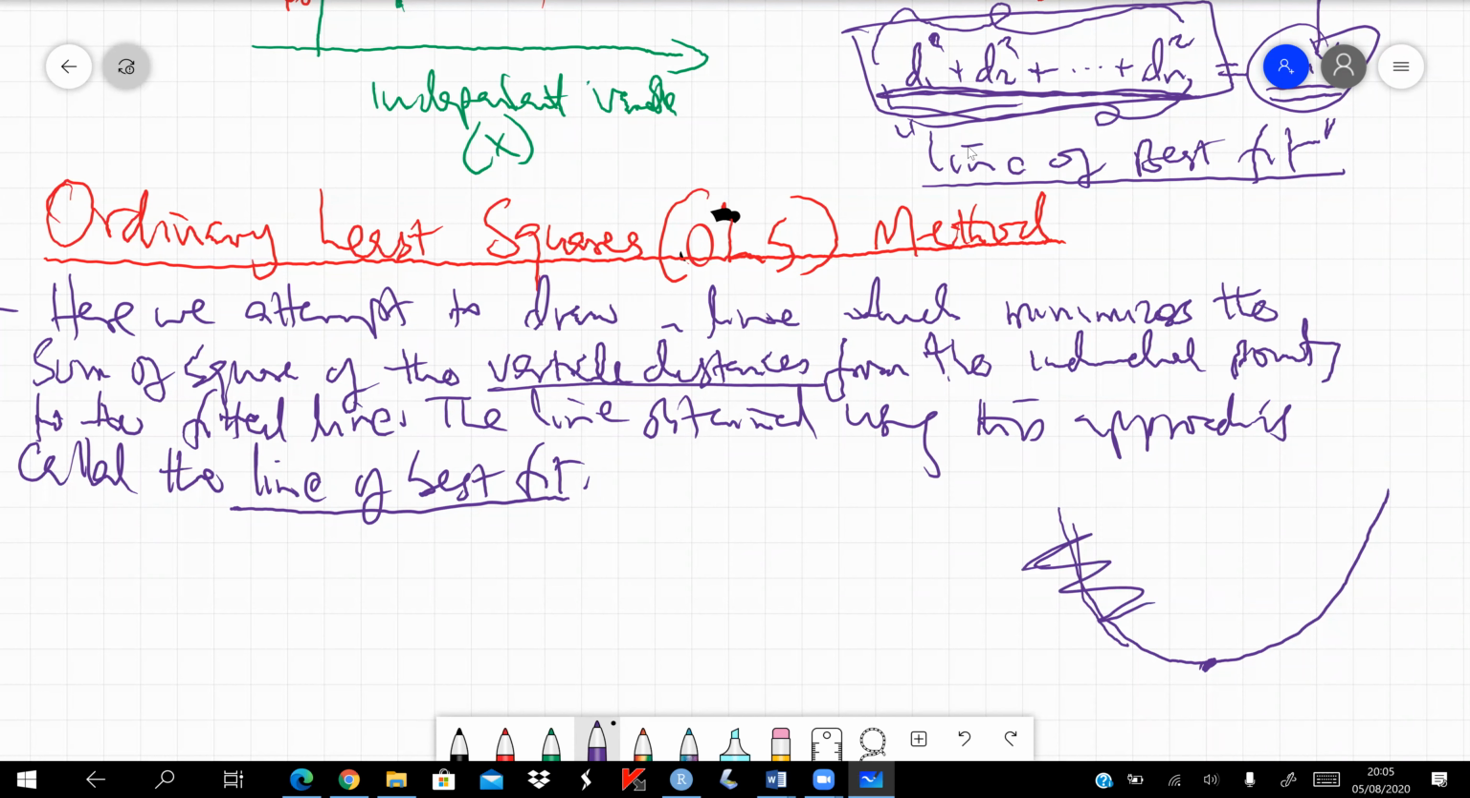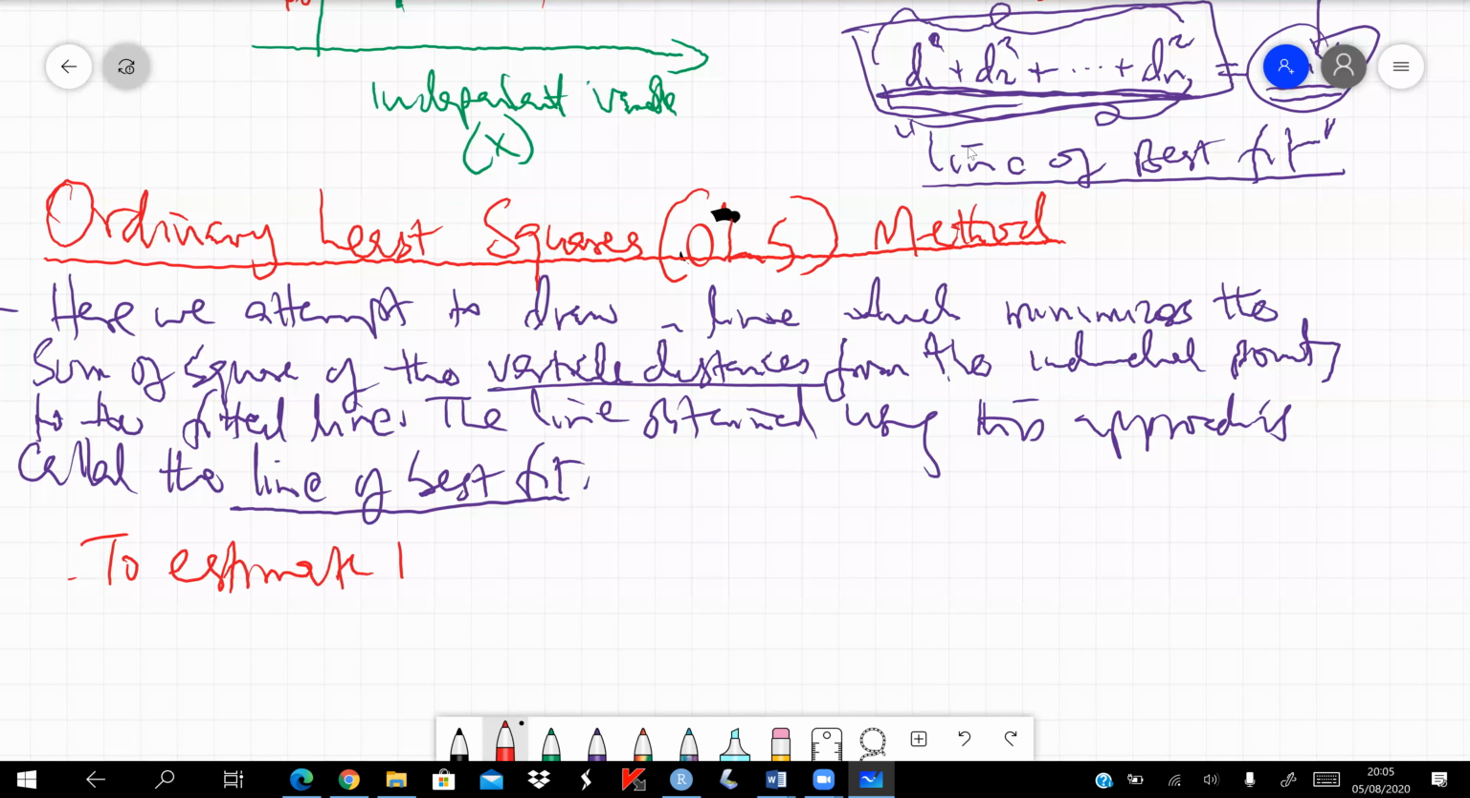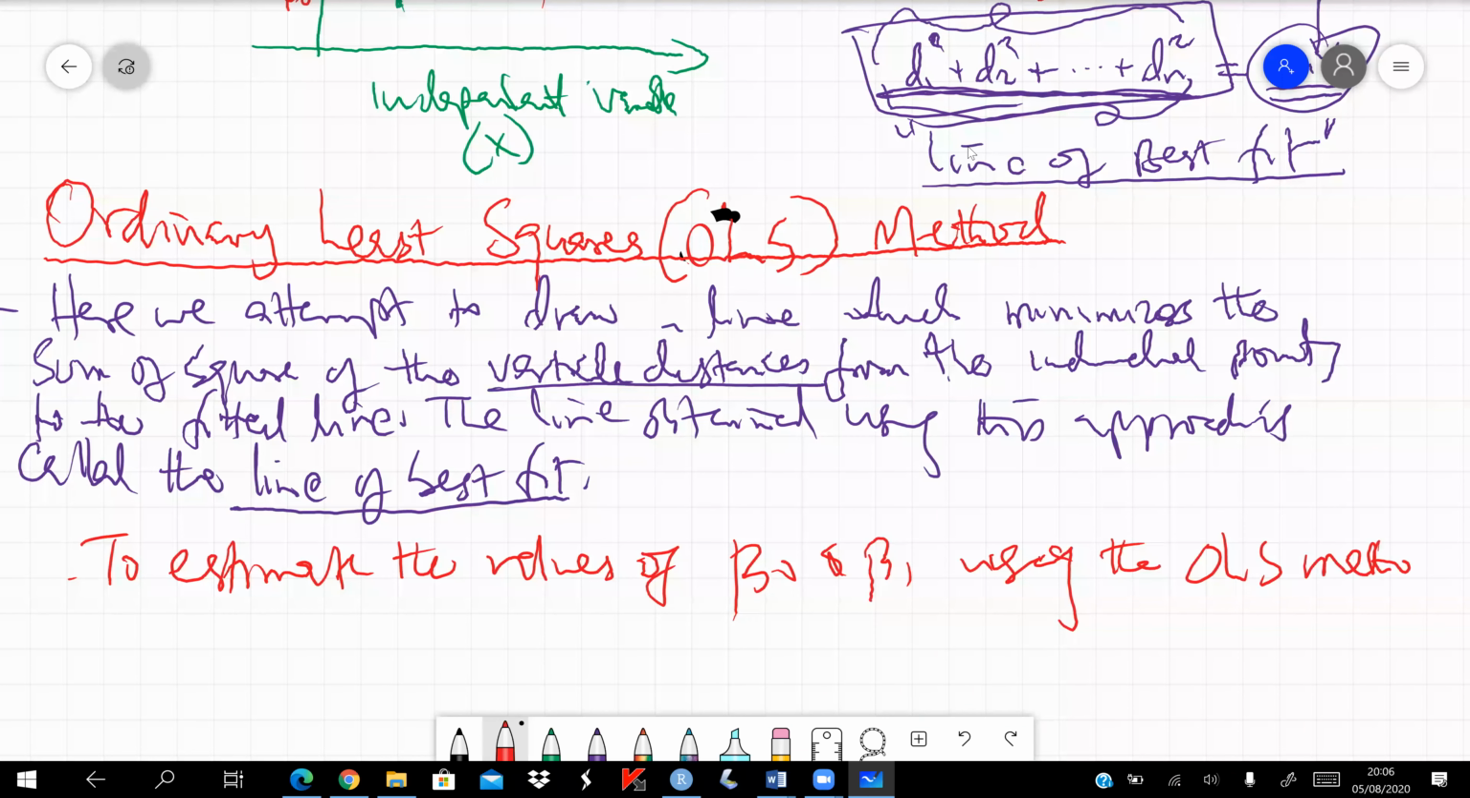And then we go to a friendlier way of obtaining these values of beta naught and beta 1 using the same approach. Okay. So to estimate the values of beta naught and beta 1 using the OLS method, we solve the following two normal equations.